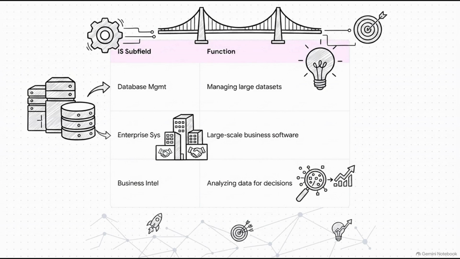But remember, technology has to serve a practical purpose. That is exactly where information systems come in. They are the bridge applying tech tools directly to business strategy. We're talking massive database management, huge enterprise systems like a company's CRM or ERP software, and business intelligence that turns all that raw noise into actionable insights for major strategic moves.